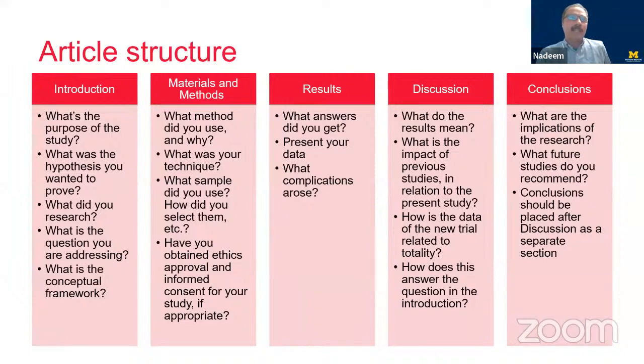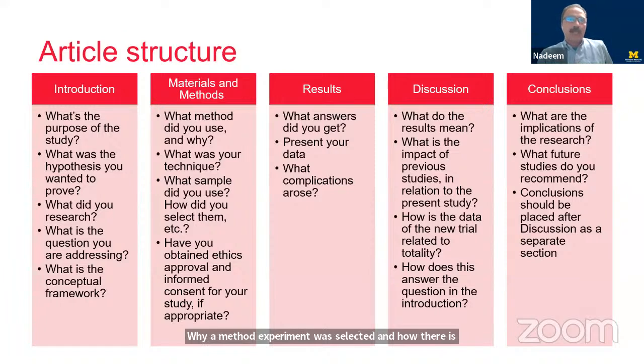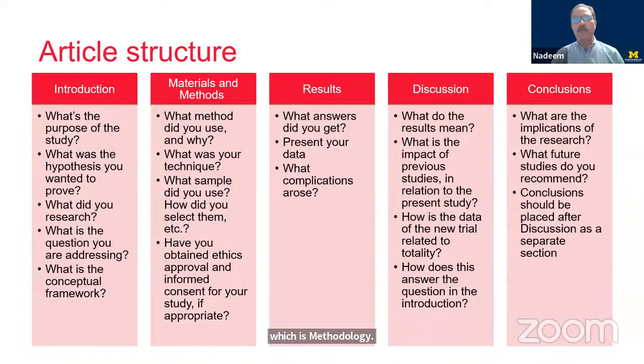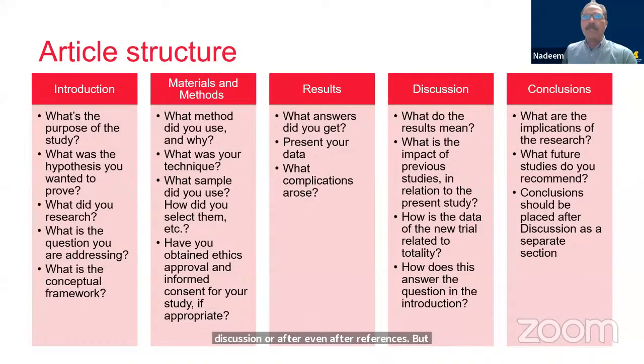It is an ongoing statement. You are trying to make your case, and it sets the stage for readers on where you are coming from and what your story is. Why a method or experiment was selected and how the results answer the questions. So once you set the stage in your introduction, you move on to the next section, which is methodology. Some journals have this methodology right after introduction, and a few journals have it at the end of the discussion or even after references. But regardless, the methodology section should be clear, meaningful, answerable, interrelated, and flow logically from the introduction.